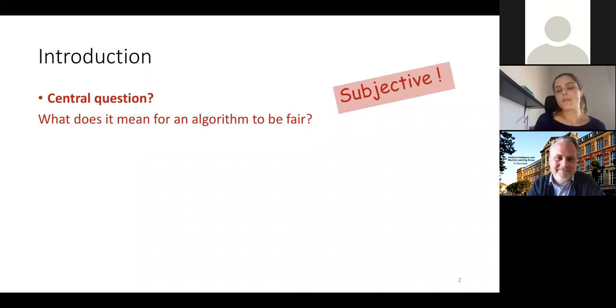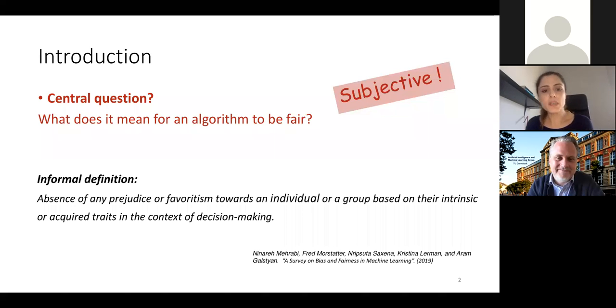Now, the main problem here is that fairness is by nature a subjective concept, and there is no clear agreement over a universal definition of fairness. But it can be informally defined as the absence of any prejudice or favoritism towards an individual or a group of people based on their intrinsic or acquired traits.